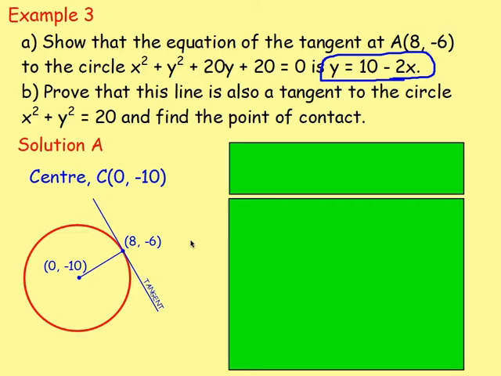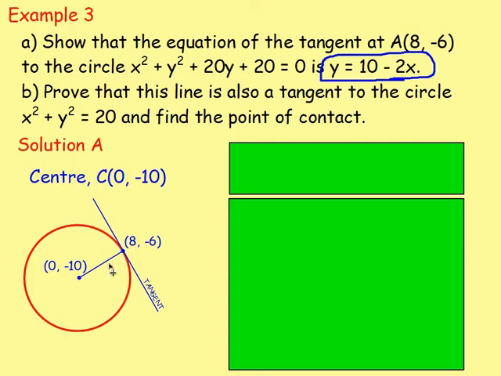Using this diagram to help explain it, in your jotters you have one of these circles. It's telling you that this point A at 8 and negative 6 is on the circle. So you want to find the equation. Remember, again, the same as last lesson, go back if you're unsure.